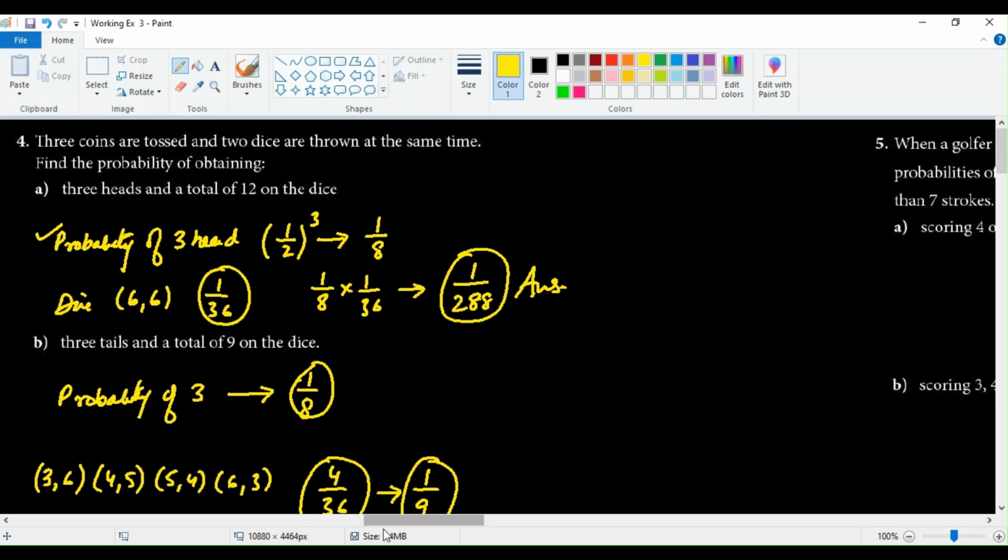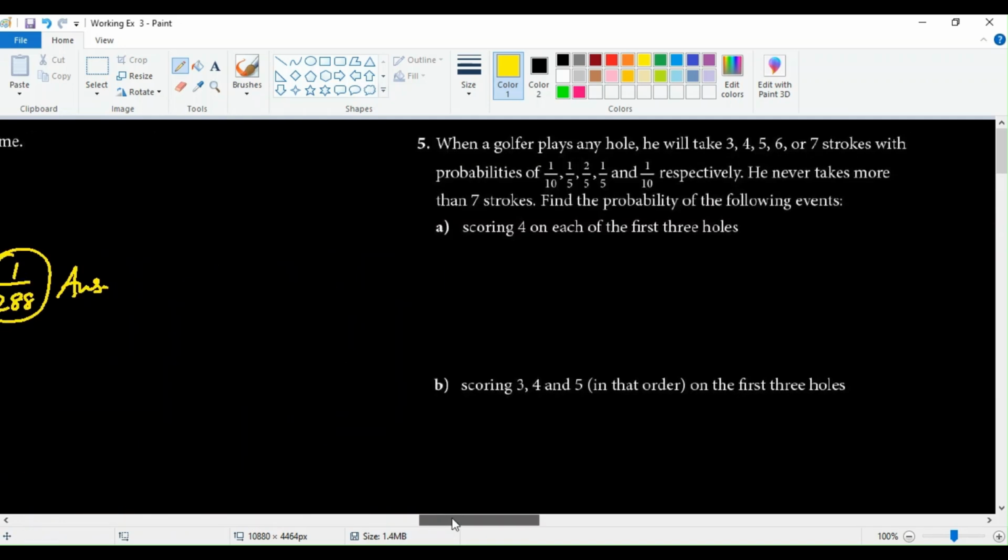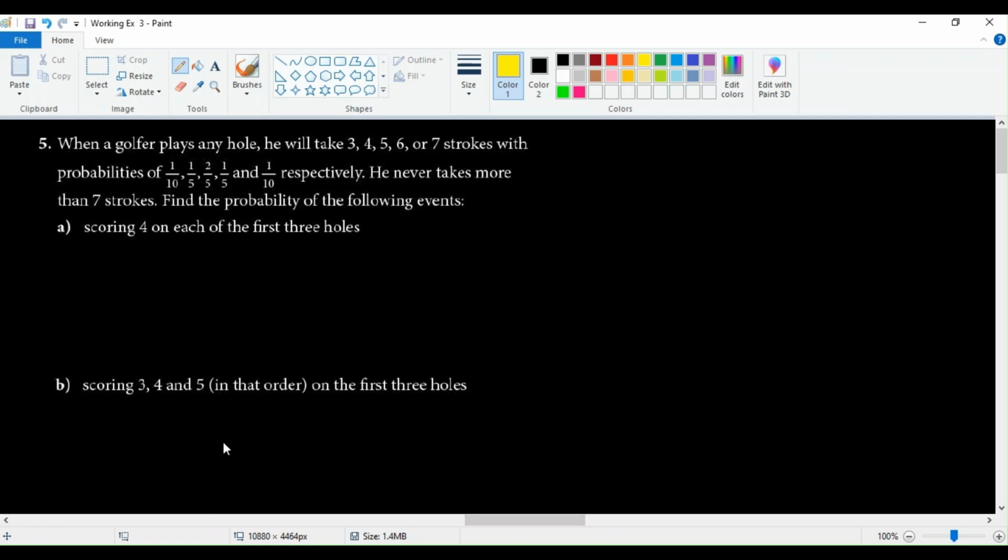Moving on to question number 5. So in question number 5, it says, when a golfer plays any hole, he'll take 3, 4, 5, 6, or 7 strokes with the probability of having 1 over 10, 1 over 5, 2 over 5, 1 over 5, and 1 over 10 respectively. He never takes more than 7 strokes. Find the probability of the following events, scoring 4 on each of the first three holes.